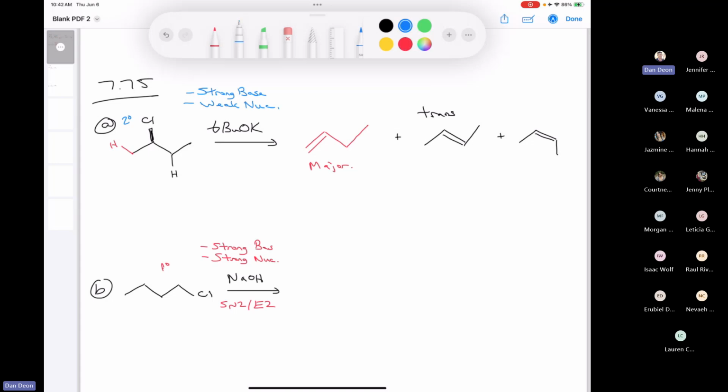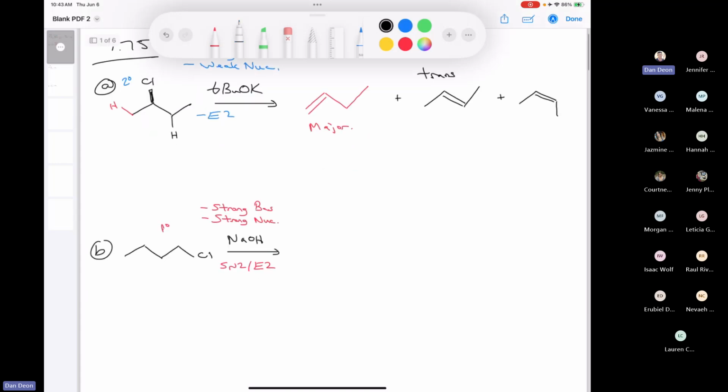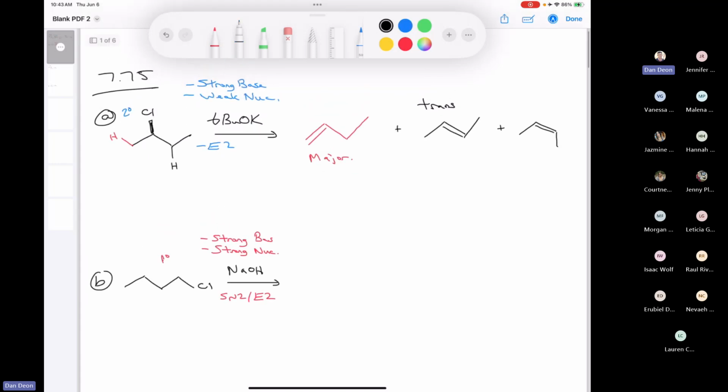Okay. On the first one, I didn't write down the mechanism, but this is an E2 mechanism for all of those. Anyhow, let's get back to it here. So first, let's draw the product of the SN2, since that's going to be the major product. And so what we're going to end up with in that case would be just replacing the chloride by the hydroxide. So again, this will be our major product. This is the SN2 product.